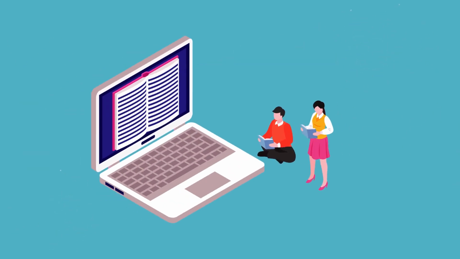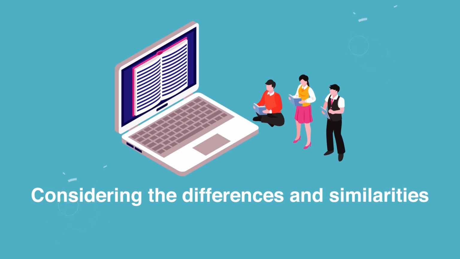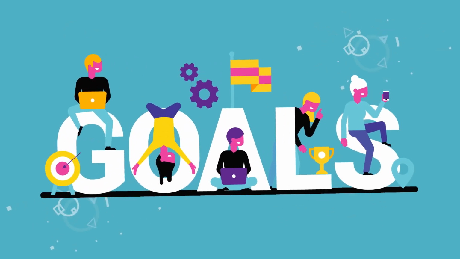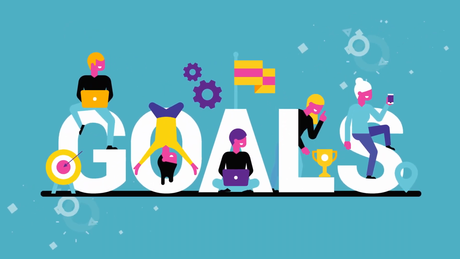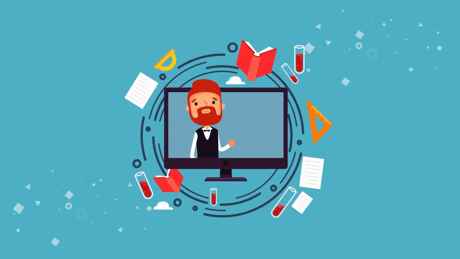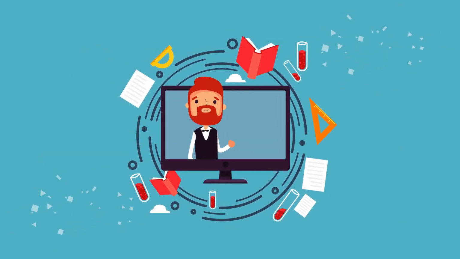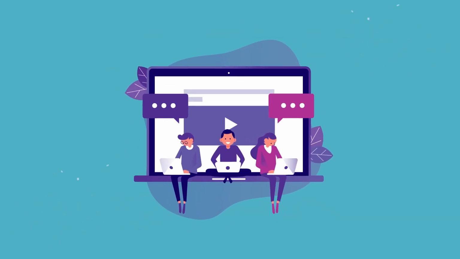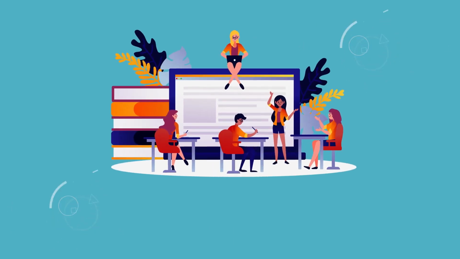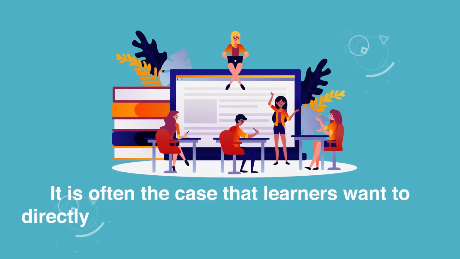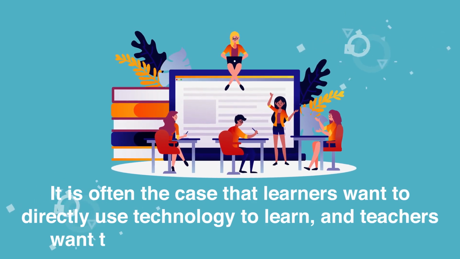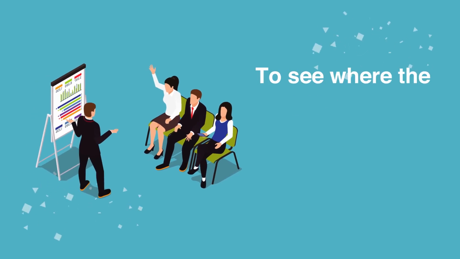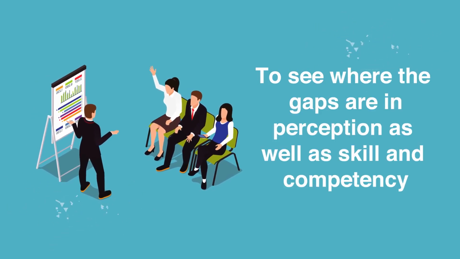When looking at the data you have collected, it is worth considering the differences and similarities between the perspectives of students and teachers. Often these goals are very different or tied exclusively to their roles in the school. For instance, teachers may be immediately motivated by finding out how technology can best support their teaching, and learners are more interested in what technology they can learn with. In a nutshell, it is often the case that learners want to directly use technology to learn, and teachers want to directly use technology to teach. We can look at the data to see where the gaps are in perception as well as skill and competency.